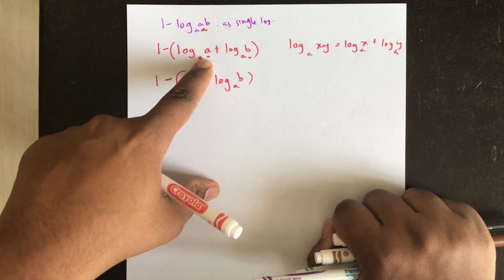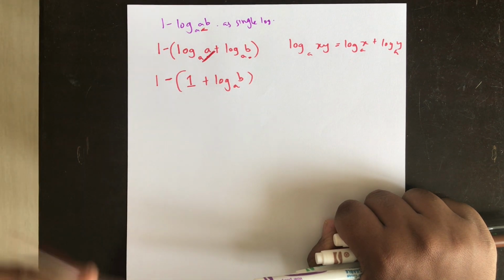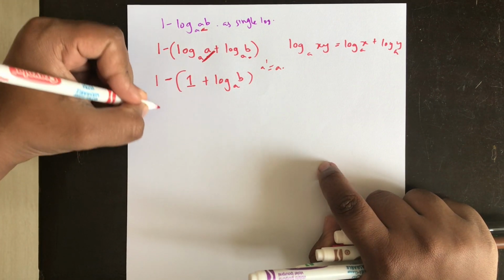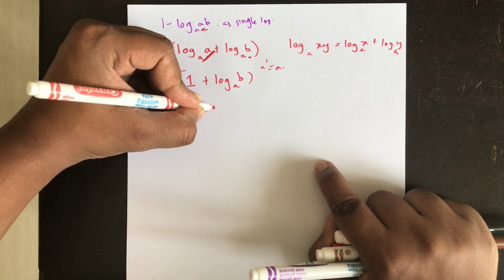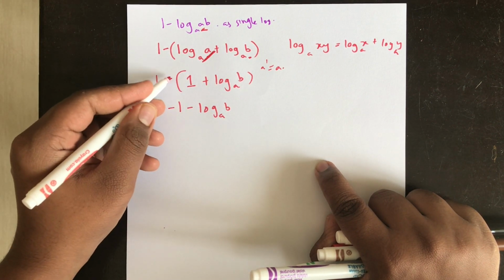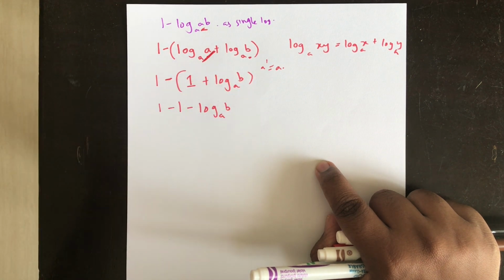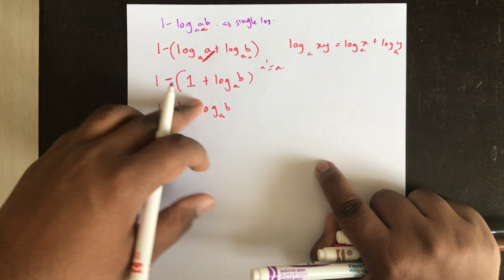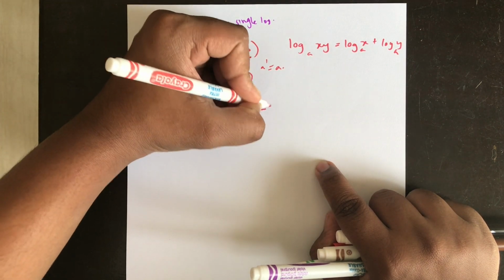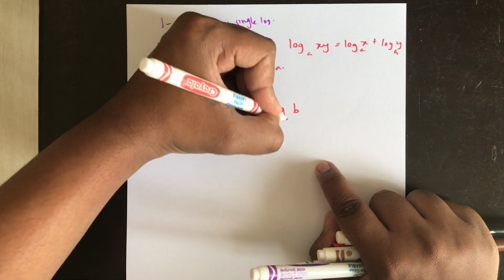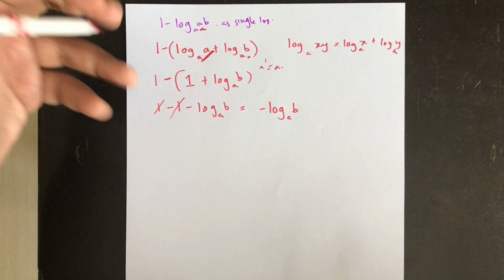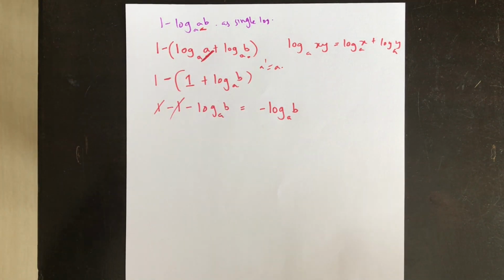Now log A base A is equal to 1. We derived that in a previous formula because A power 1 is equal to A. So this is 1 minus 1 minus log B base A. I've just expanded this by multiplying by the negative sign. That's why you need to use the brackets so that you don't mess up the signs. So 1 minus 1 cancels out to give you 0. Therefore your answer is minus log B base A. So you've expressed this as a single log.